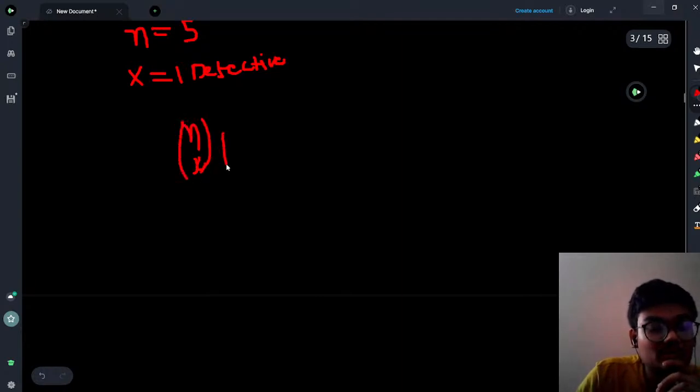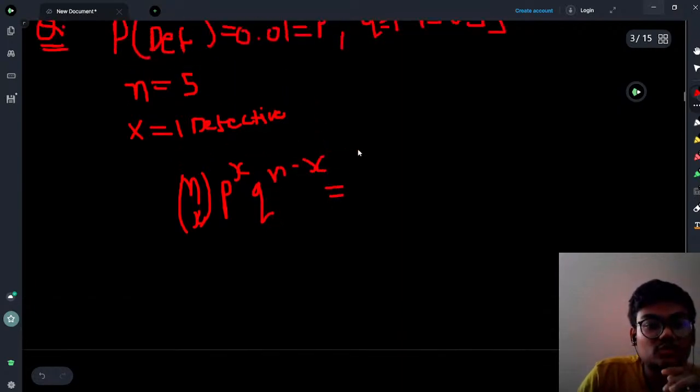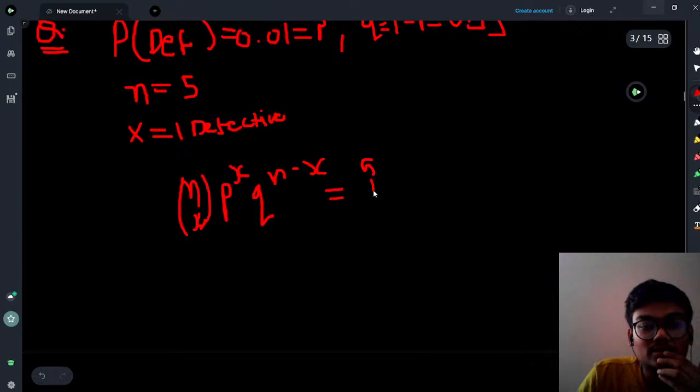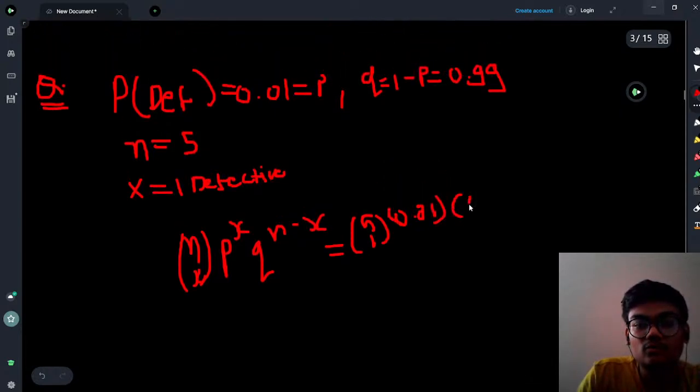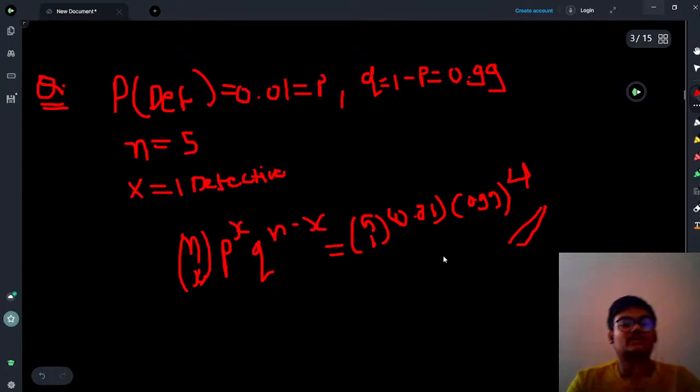P of x equals nCx, p raised to x, q raised to n minus x. So n is 5, x is 1, so 5C1, p is 0.01, and q is 0.99 raised to n minus x, meaning 5 minus 1, 4. Now I am not simplifying it. This is the answer to your question.